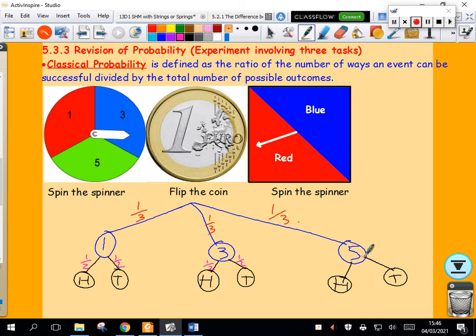And if 5 had been the outcome of the first task, the probability of getting heads on the flip of the coin is 1/2. The probability of tails is 1/2. Notice each little collection of branches adds up to 1. 1/2 plus 1/2, 1. 1/2 plus 1/2, 1. A third plus a third plus a third, 1. So there are 2 tasks complete.